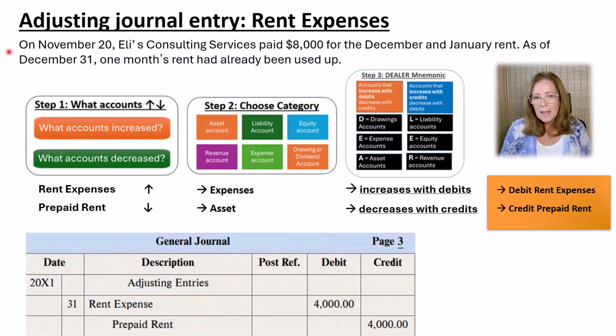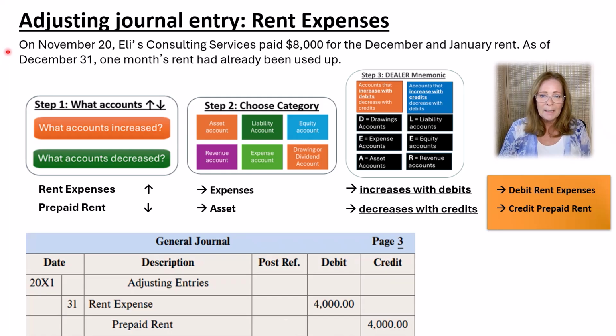The second transaction is for prepaid rent. On November 20th, Eli's Consulting Services paid $8,000 for the December and January rent. As of December 31st, 1 month rent had already been used up. We wrote $4,000 into the debit column for the rent expense account on the worksheet and a credit of $4,000 into the credit column of the prepaid expense account.